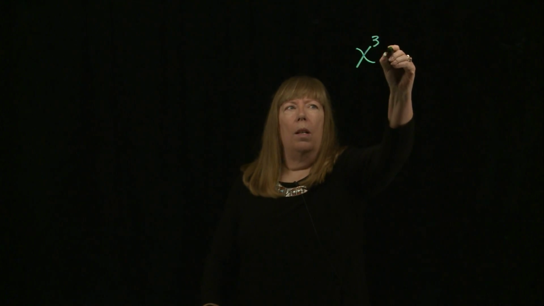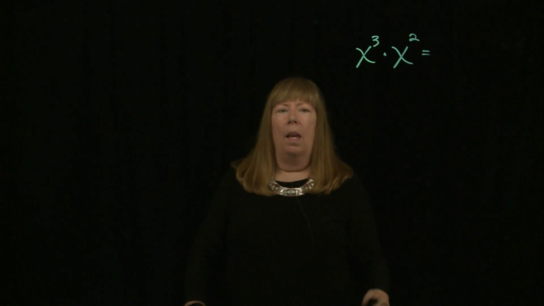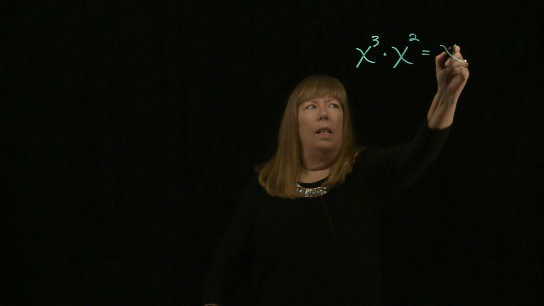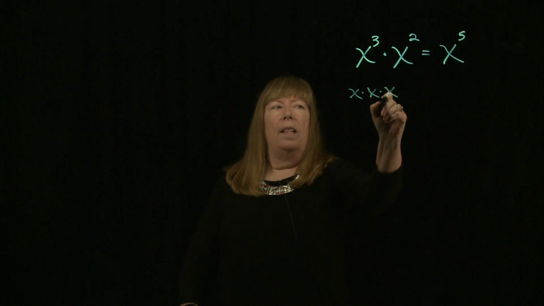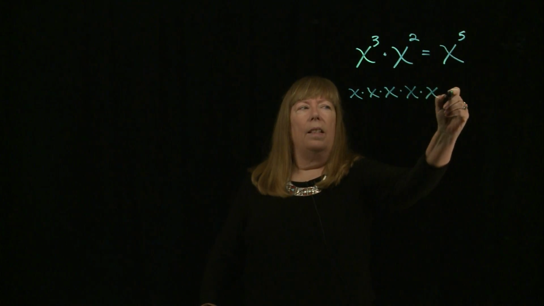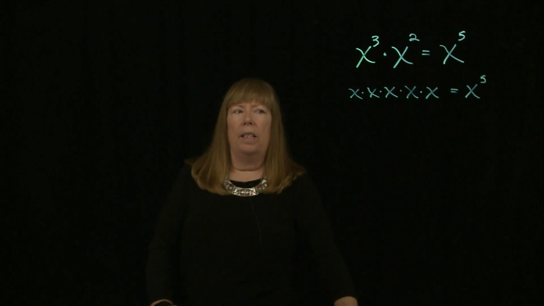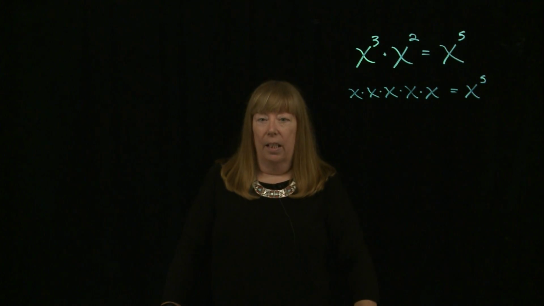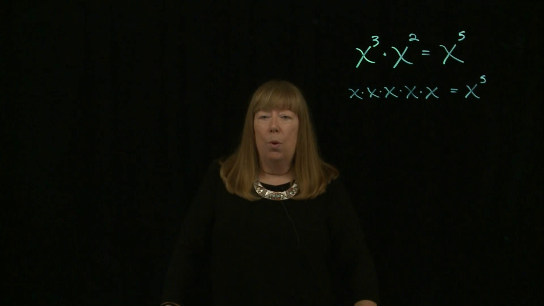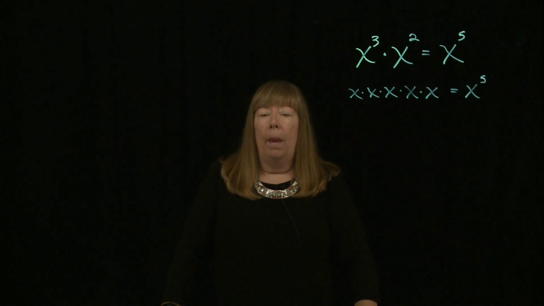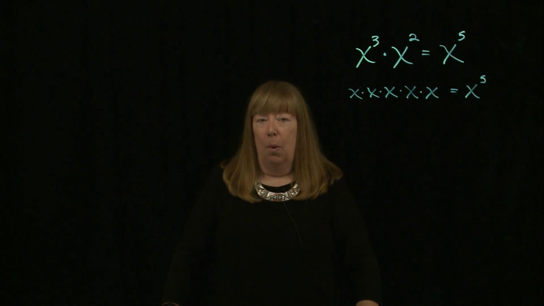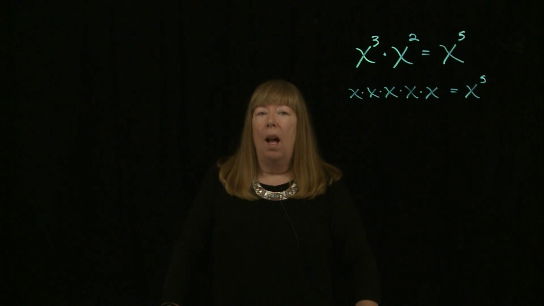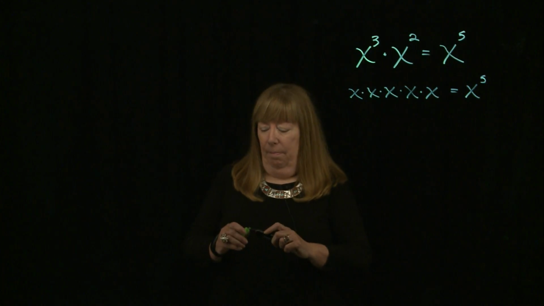Number 1 is called the product rule. X to the third times x to the second is x to the fifth. And the reason for that is that's x to the third, that's x to the second, so you can clearly see that x to the third times x to the second is x to the fifth. We call this the product rule, and it's stated like this. When multiplying powers with like bases keep the base, add the exponents. Let me say that again. When multiplying powers with like bases keep the base, add the exponents.